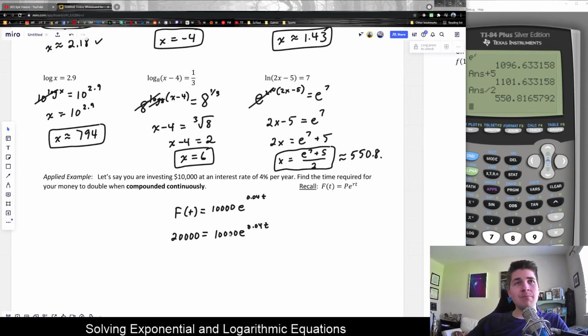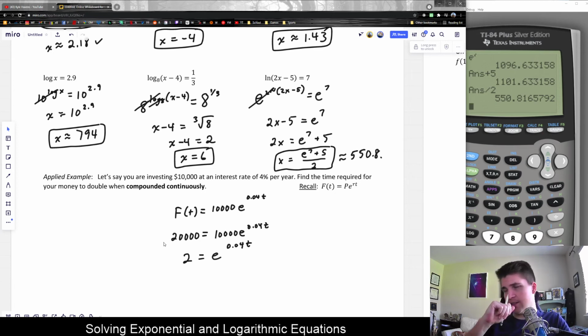So essentially what I'm saying is divide by 10,000 first. 20,000 divided by 10,000 would just leave me with 2, so I'd end up with 2 is equal to e to the 0.04 times t. And also, doubling times will always work like this. You want to know, given a percentage interest rate, how long does it take to double? It should always be e to the blah equals 2 for continuously compounded.